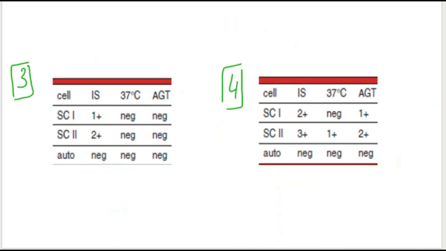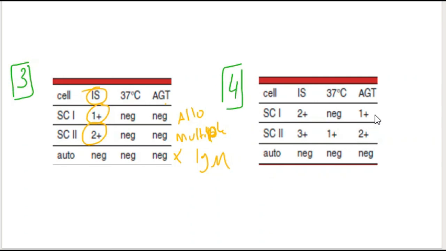Another example here, cell 1 is positive at immediate spin, cell 2 also positive, but the autologous control is negative, so it's not auto, it's an allo antibody. And because two cells react, maybe it's multiple antibodies, and because it's positive at immediate spin, this is an indicator it's IgM type.